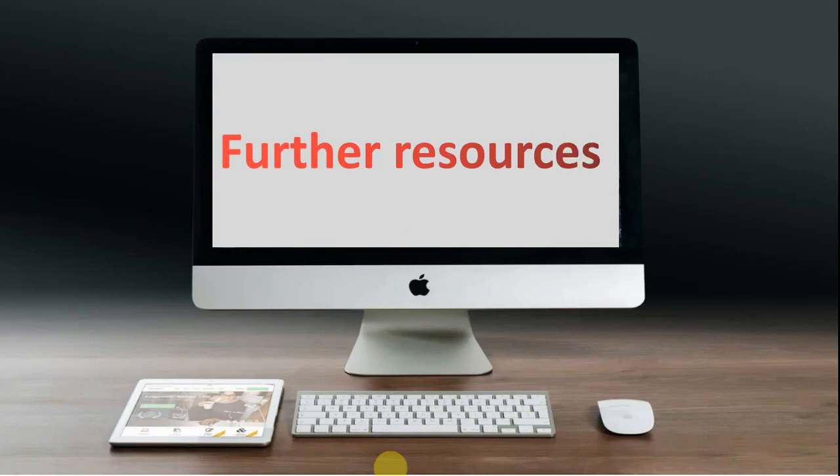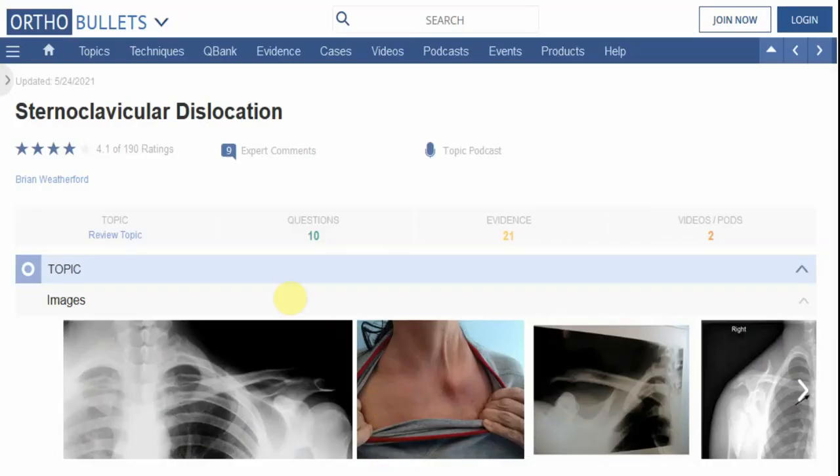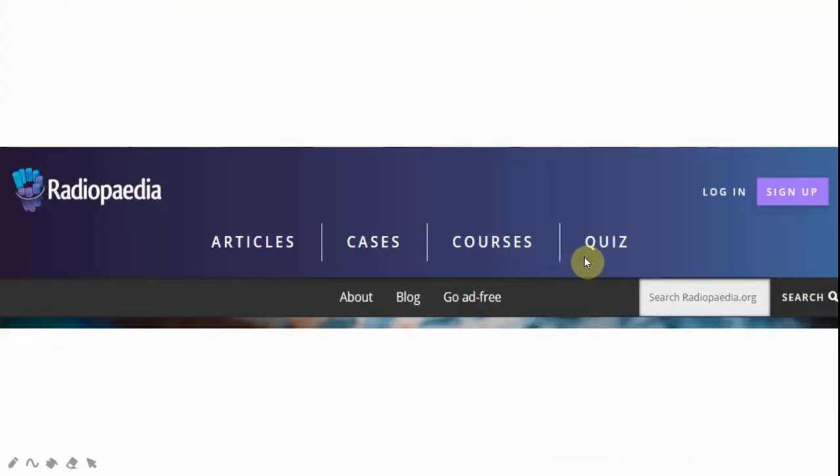Now let me talk you through a few resources. Ortho Bullets is simply a fantastic site. I look up trauma cases here all the time. Absolutely. Ortho Bullets has very good material for various fractures and dislocations. They have a lot of static images. They show some pictures of patients, as you can see here. This is the anterior subluxation of the left sternoclavicular joint, and they also have various further reading materials as well.